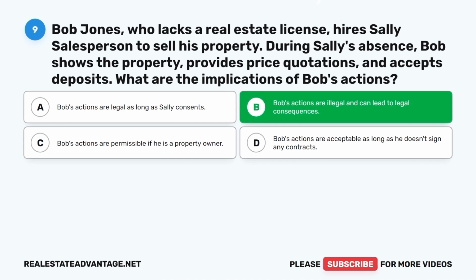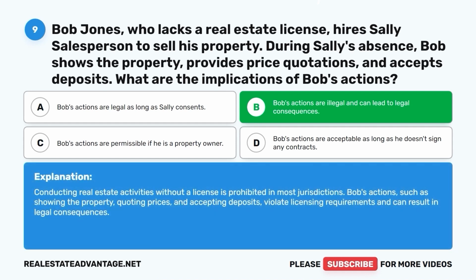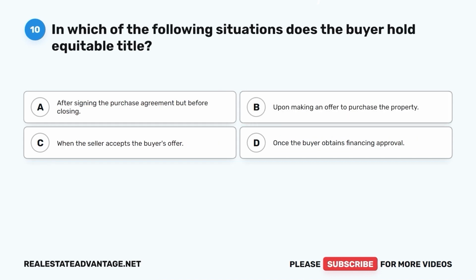The correct answer is B. Bob's actions are illegal and can lead to legal consequences. Conducting real estate activities without a license is prohibited in most jurisdictions. Bob's actions, such as showing the property, quoting prices, and accepting deposits, violate licensing requirements and can result in legal consequences.